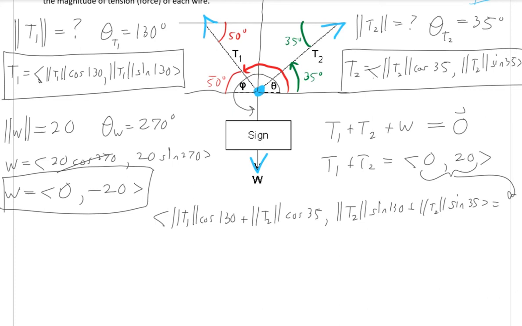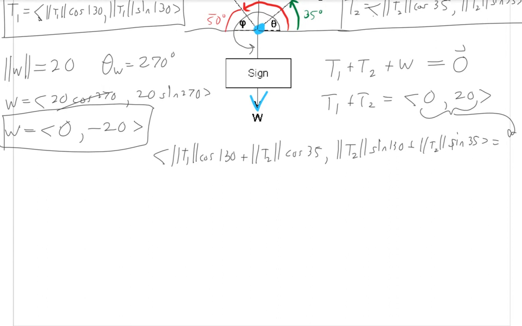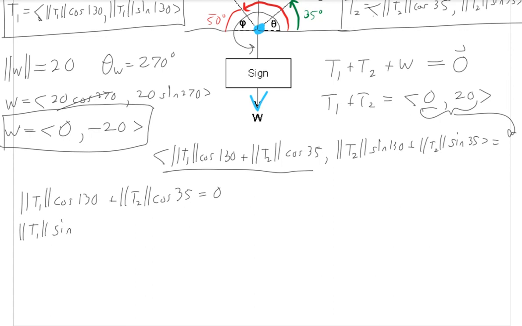And now we could set up a system of equations. The first component equal to the other first component. So magnitude of T1 cosine of 130 plus magnitude of T2 cosine of 35 equal to 0. And we also have the magnitude of T1 sine of 130 plus magnitude of T2 sine of 35 equals positive 20.